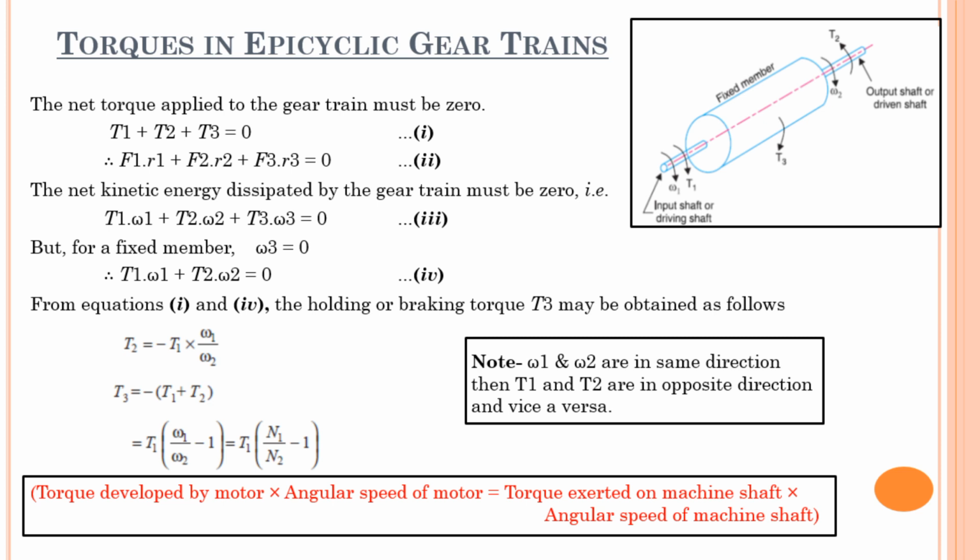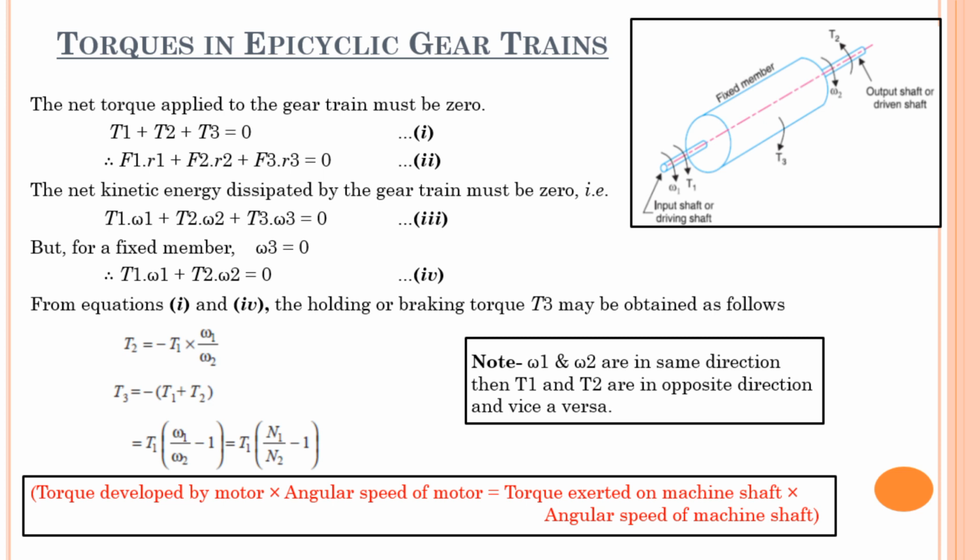In that fourth equation, if tau 2 is negative, I can shift that tau 2 omega 2 term to the right hand side. Then I will get the term I have written at the last in the square bracket in red color, that is tau 1 omega 1 is equal to tau 2 omega 2, that is, torque developed by motor, if motor is input, into angular speed of motor is equal to torque exerted on the machine shaft, that is output shaft, into angular speed of the machine shaft. Remember this equation, tau 1 omega 1 is equal to tau 2 omega 2, for further calculations.